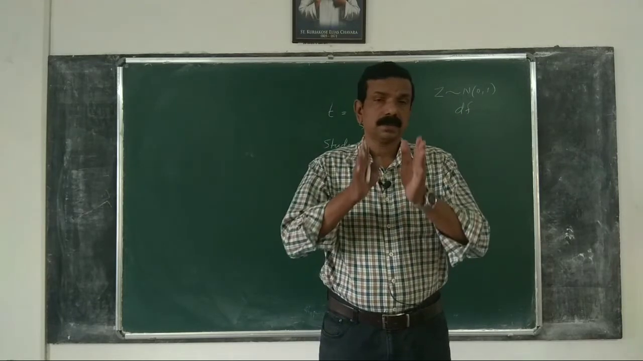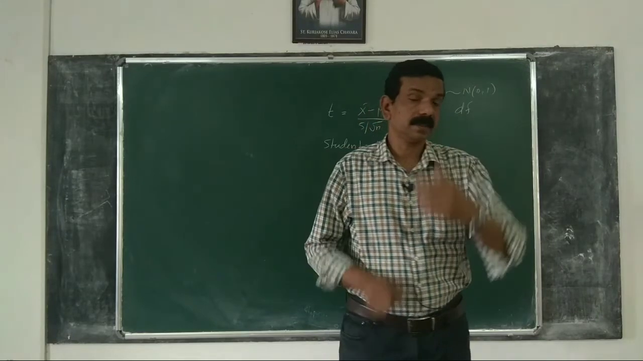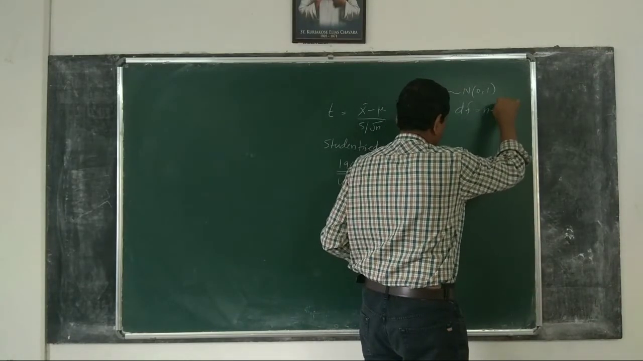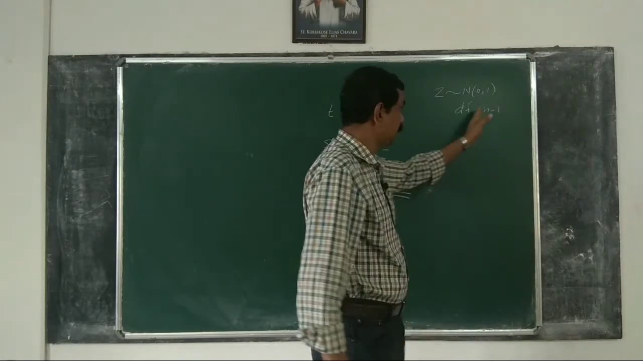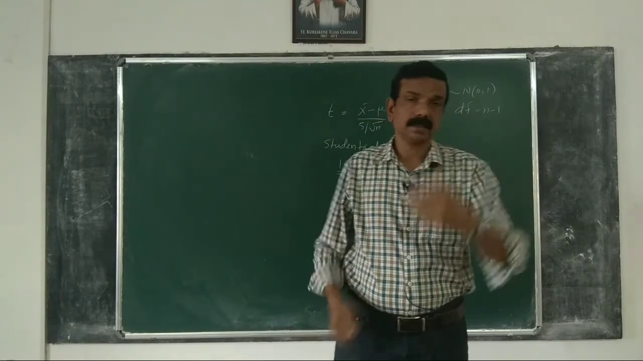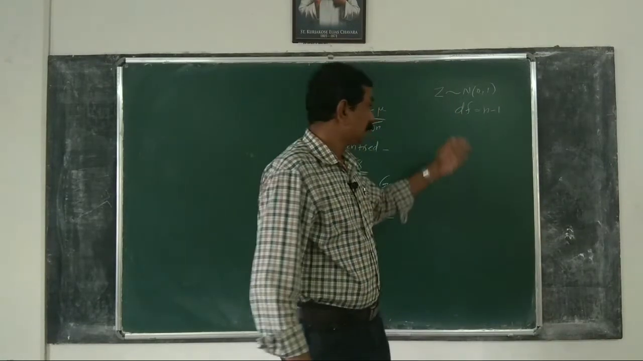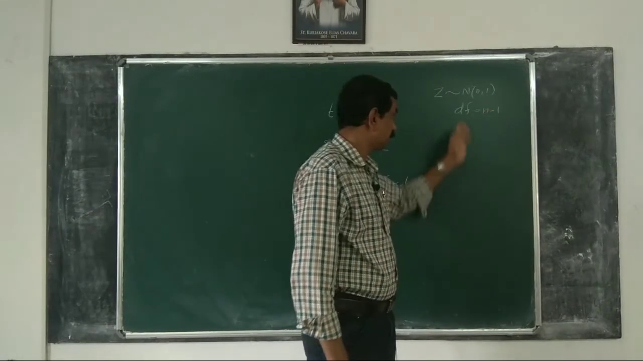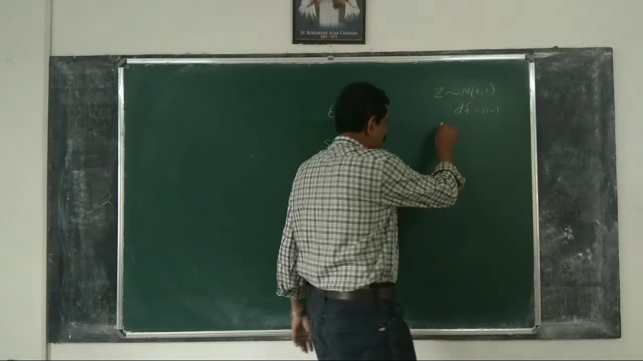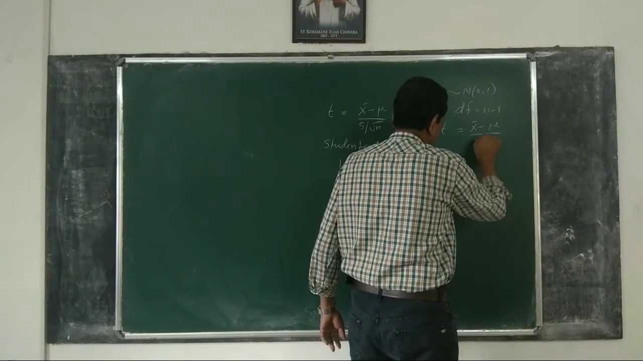And for the studentized version of X bar, the degrees of freedom is n minus 1. But this is not the only degrees of freedom. For the T distribution in other cases, we have different degrees of freedom. But in the case of the studentized version, we have n minus 1 degrees of freedom. Remember this, T is equal to X bar minus mu by S by root n.